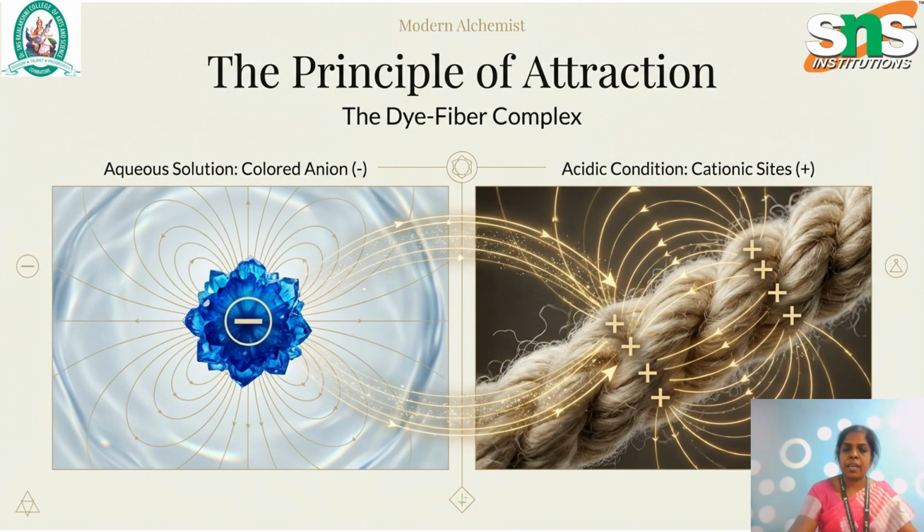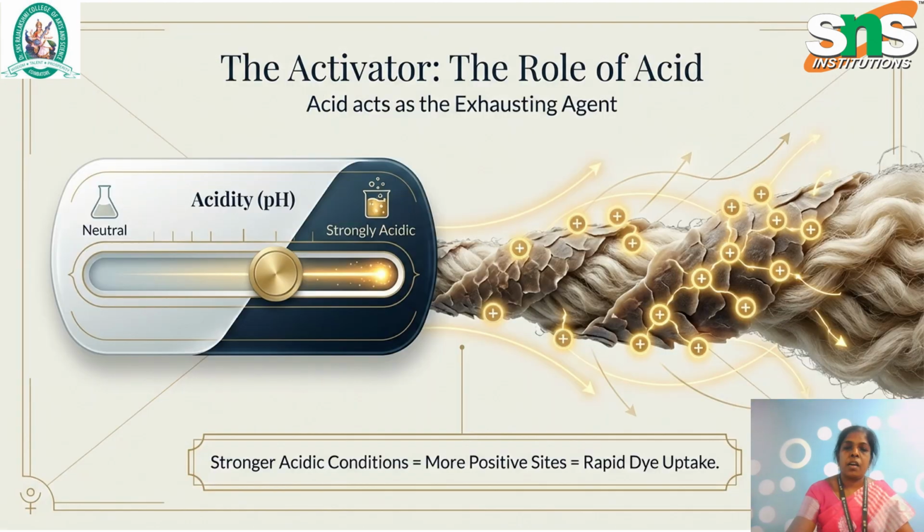What is the principle behind the dyeing of wool with acid dye? The dye-fiber complex is formed by ionic charges, because the dye is a colored anion and it forms bonds with the cationic sites in the wool, and they both get attracted to each other. What is the role of acetic acid here? It is used as an exhausting agent, and here you need a strongly acid condition to create more positive sites, which will help in rapid dye uptake.